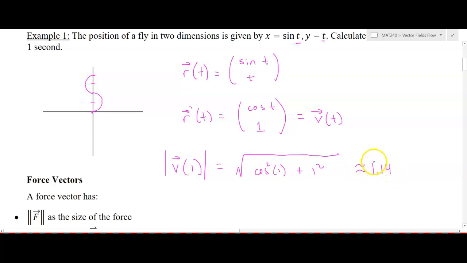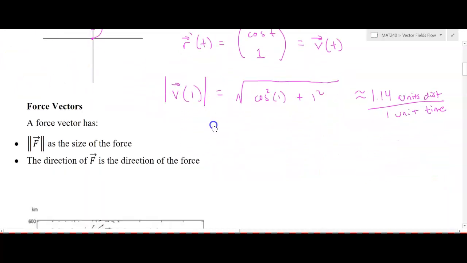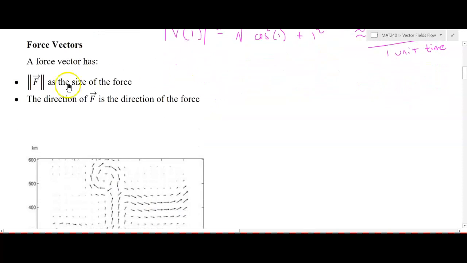So whatever our units of velocity are, feet per second, meters per second, inches per second, whatever it might be, this is, we could say, units of distance per 1 unit of time. And so that gives us an idea of how we can also work with vectors to establish relationships between position and velocity. Now we could also have force vectors. We've seen these before. The magnitude of the force is the size of the force, and the direction of F is the direction of the force.